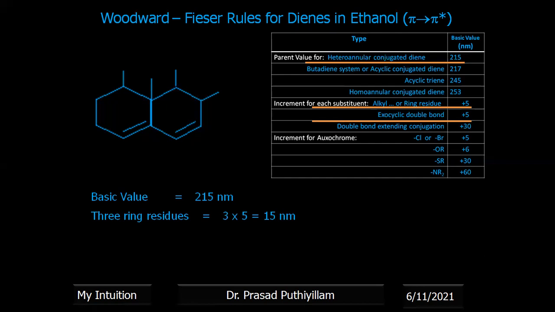Then we have exocyclic double bonds. Whether this double bond is exocyclic to ring A? No, it is not exocyclic. But this double bond is exocyclic to the second ring. Therefore, we have one exocyclic double bond. That is 5. And then the calculated value, only this much we'll add. 215 plus 15 plus 5, how much? 235.